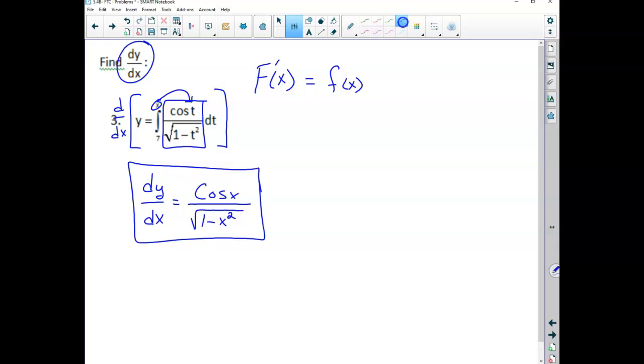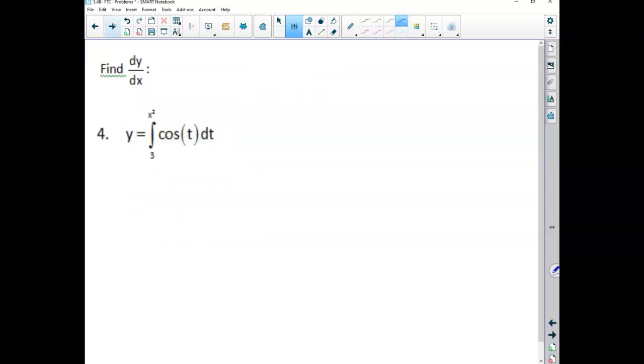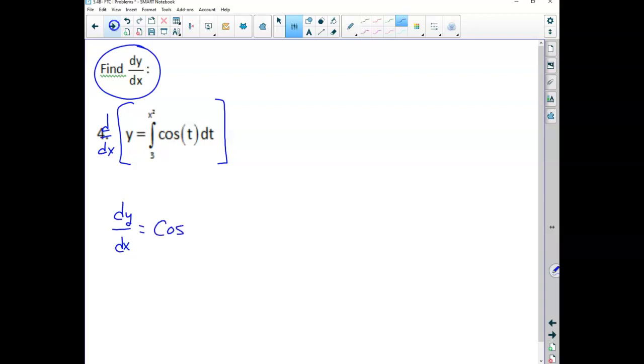But, of course, things have to get a little bit more complicated. There it is again. Find dy dx. Oh boy, this one looks a little bit different, doesn't it? If we came here and said, find the derivative, dy dx, that's going to equal cosine x squared. Is that what it's going to equal? I don't know. Well, let's do this one longhand again.